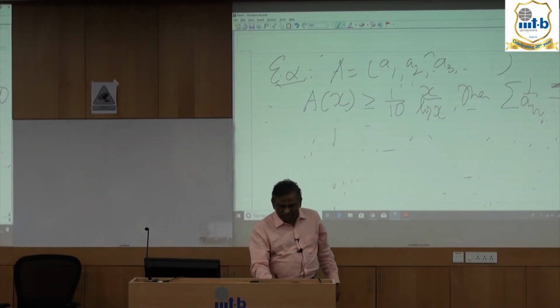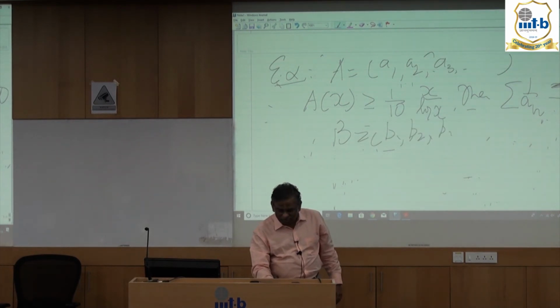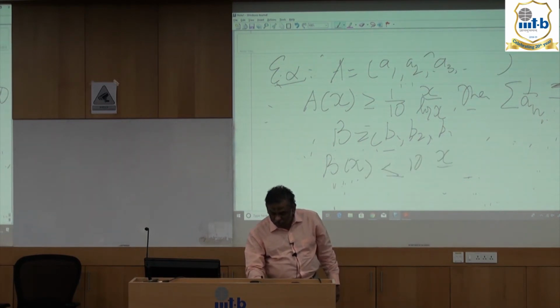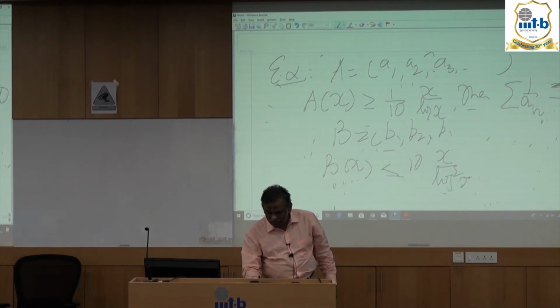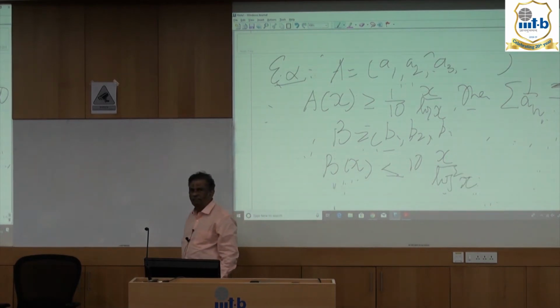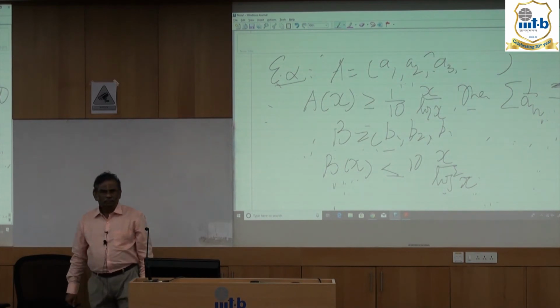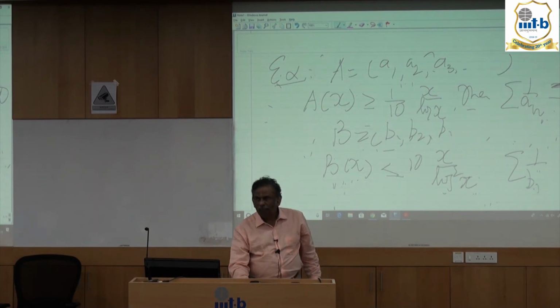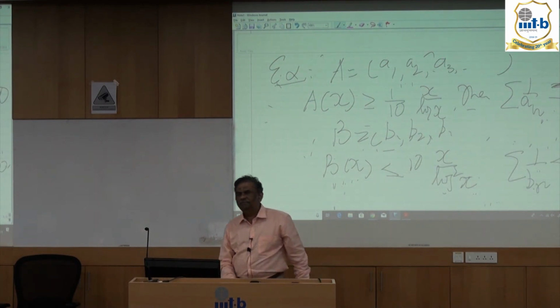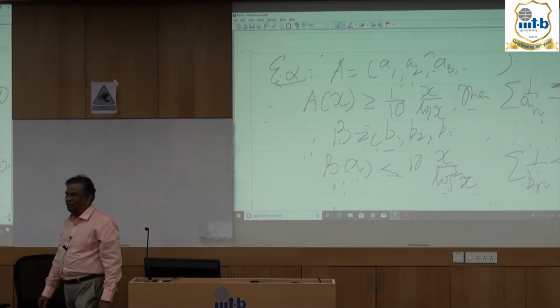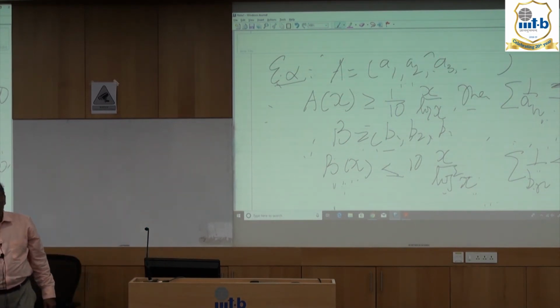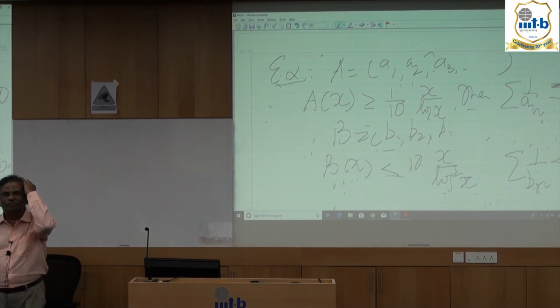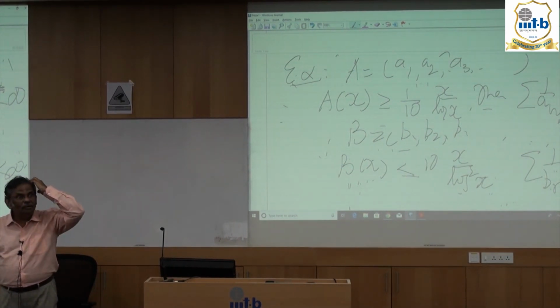On the other hand, if you have another sequence b1, b2, b3, etc., and you know that the number of elements up to x is less than some 10 times x over log square x, then if you look at the sum of the reciprocals, that is convergent. If it has around x over log x elements, the reciprocal sum diverges, and if it has x over log square x elements, the reciprocal sum converges. What is special about 10?